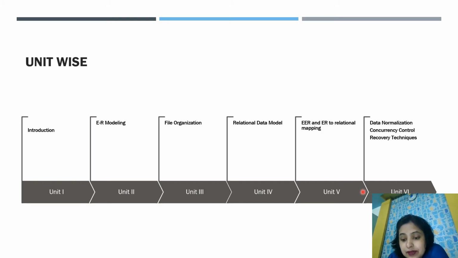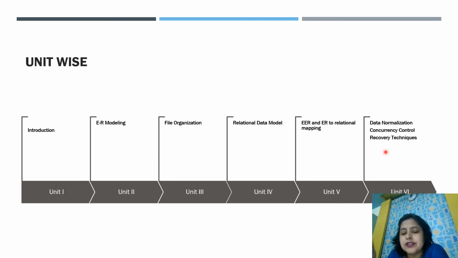Unit, actually we have one extra unit in this DBMS, so we have 6 units rather than a course syllabus of 5 units. In this course we have 6 units. In unit 6, it is a very important topic, I'll say, data normalization, right? So we study how data is maintained, right? What are the rules on which the data is maintained? So data normalization basically specify the rules on which the data is maintained.